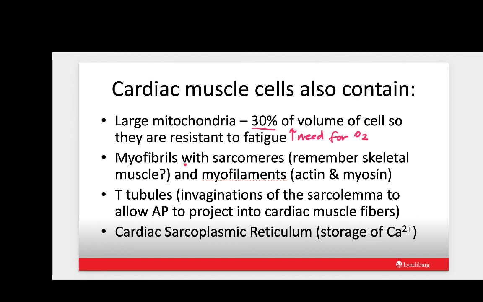They do contain myofibrils with sarcomeres and myofilaments, the actin-myosin. This gives it the striated appearance that we see in cardiac muscle cells. It does have T-tubules, and if you remember, these are invaginations of the sarcolemma, or the plasma membrane of the cell, allowing the action potential to dive deep into the cell. And there is the presence of sarcoplasmic reticulum, which we know is a specific type of smooth endoplasmic reticulum that serves as a storage site for calcium.